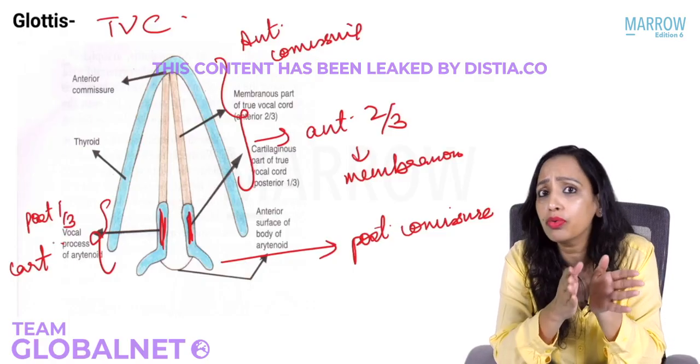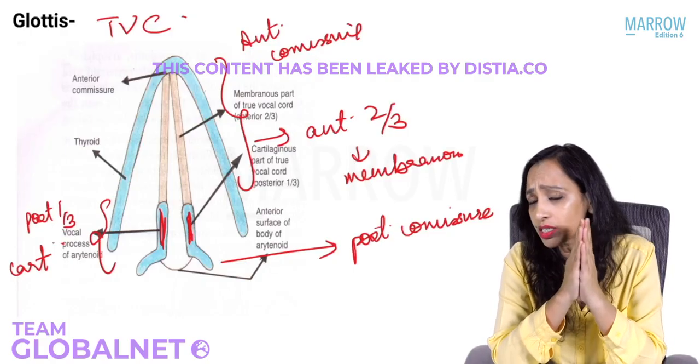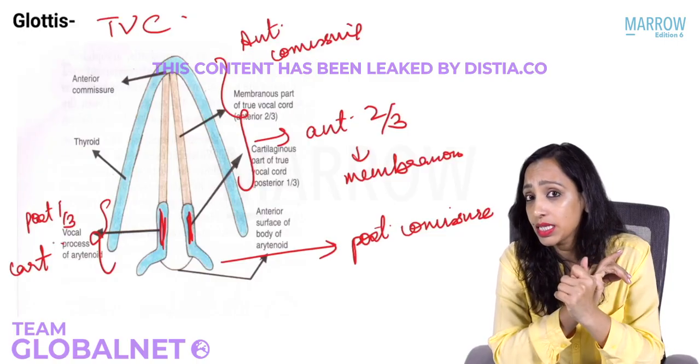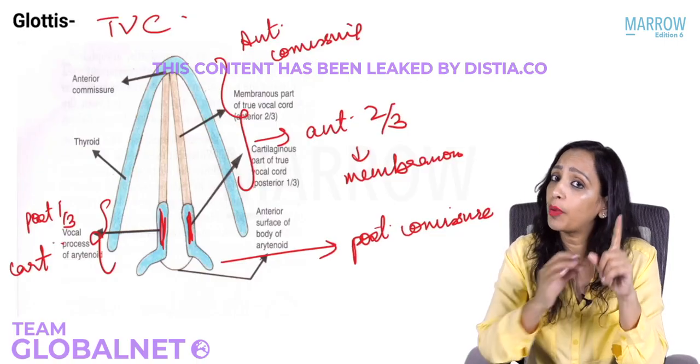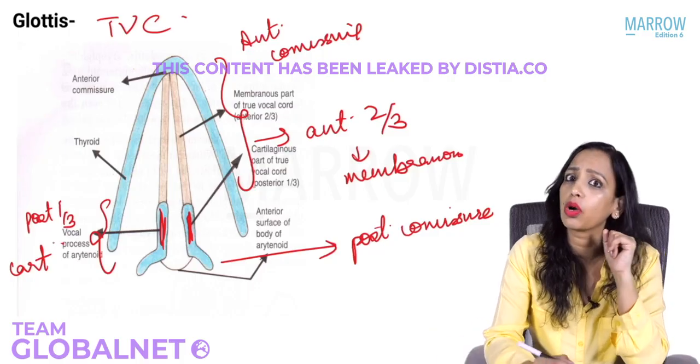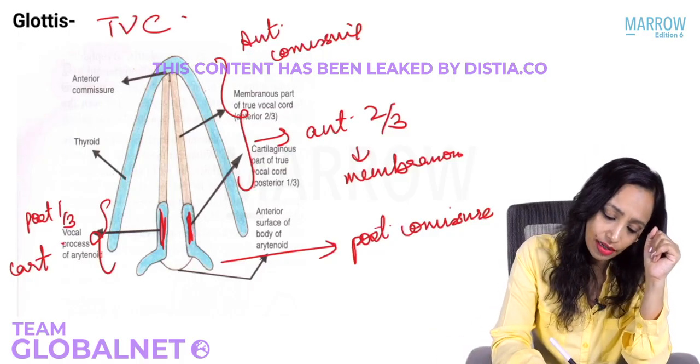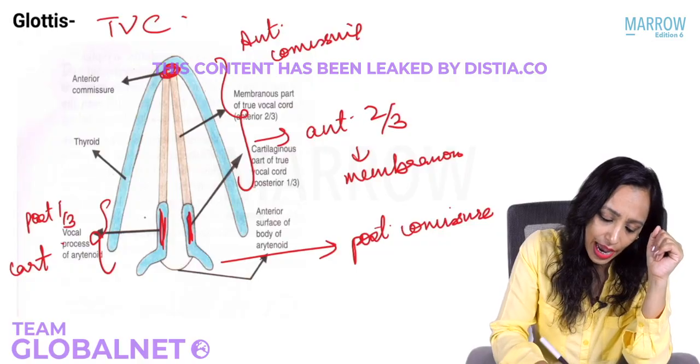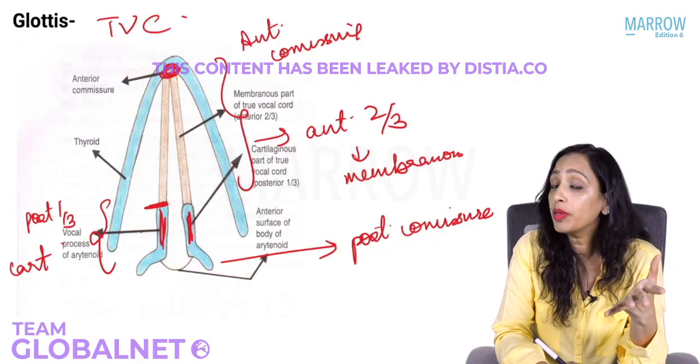So which is that part of the vocal cord? First tell me which part of the vocal cord is vibrating maximum. Which part? Yes, it is membranous. Which part of the membranous vocal cord? Yes, we can see that the membranous part is fixed anteriorly also and it is fixed posteriorly also. So which will be the part of maximum vibration?